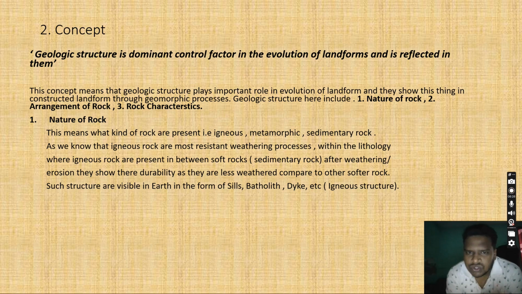So geological structure here means the nature of rock. It may be igneous, metamorphic, or sedimentary, and the arrangement of rock. Then we have rock characteristics. Arrangement of rock means bedded, folded, faulted, domed, whatever. And rock characteristics: jointed, permeable, impermeable, chemical and mechanical characteristics. So first we cover the nature of the rock. What is the nature of rock? Basically we have three kinds of rock: igneous rock, metamorphic rock, and sedimentary rock.